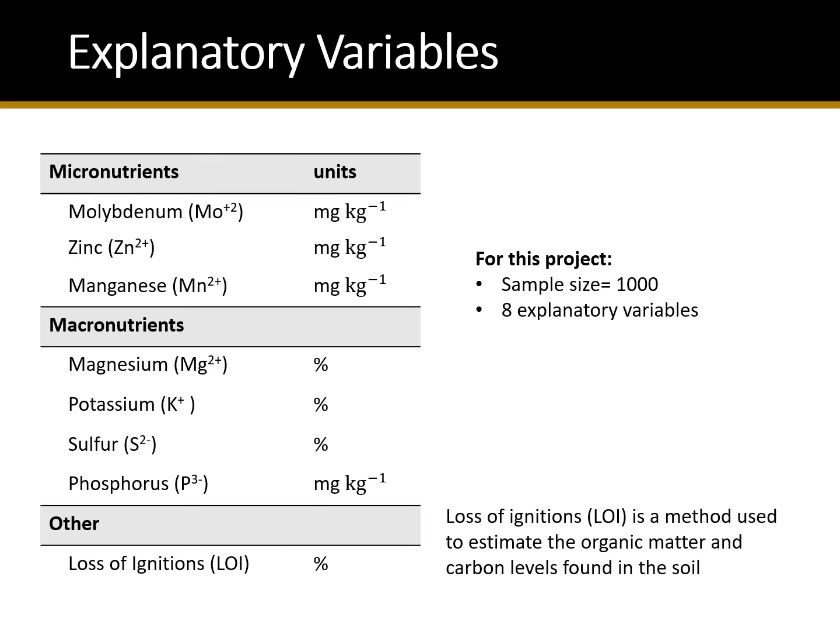For the purpose of this project, the sample size was reduced to the first 1,000 samples, and the explanatory variables were reduced to the 8 displayed on the slide. It is important to note that the loss on ignition is an indirect method used to measure carbon and organic matter found in the soil.